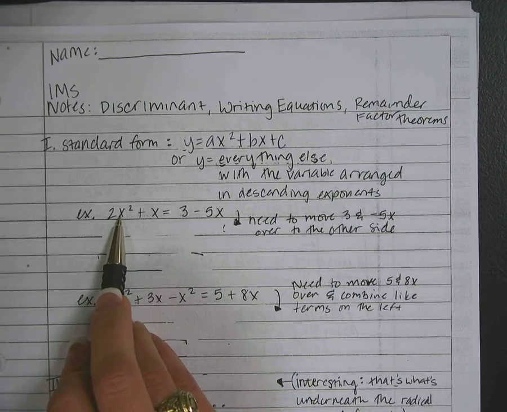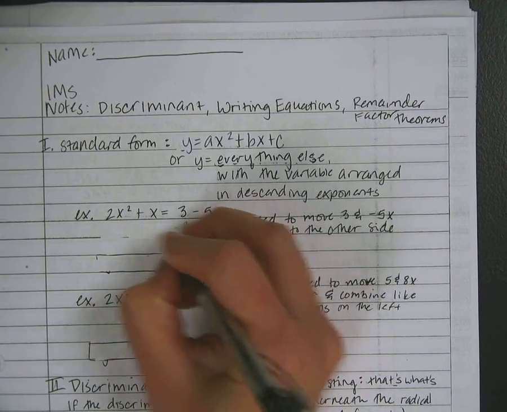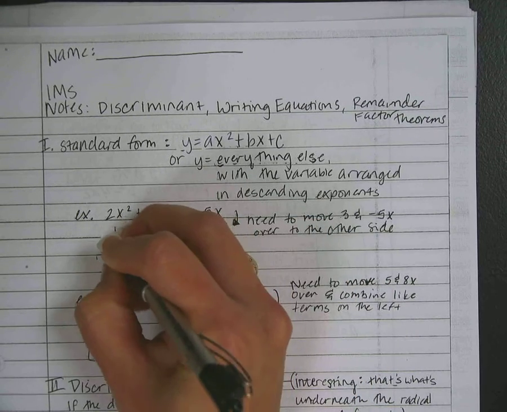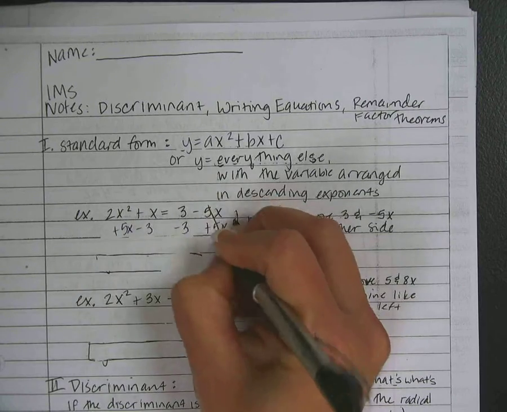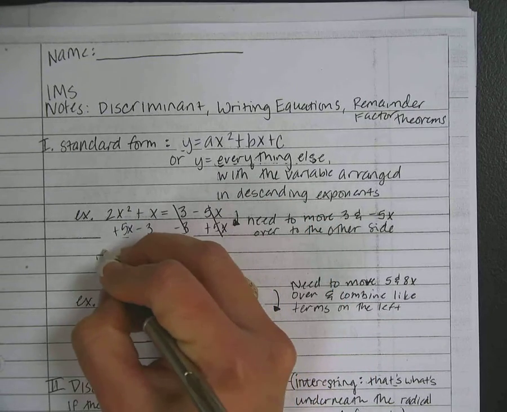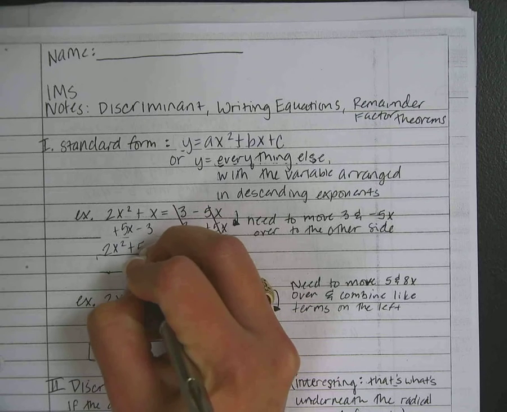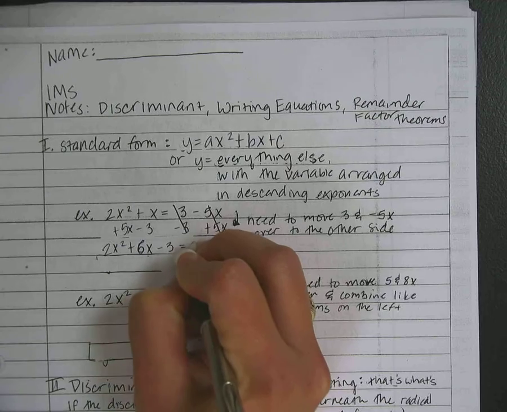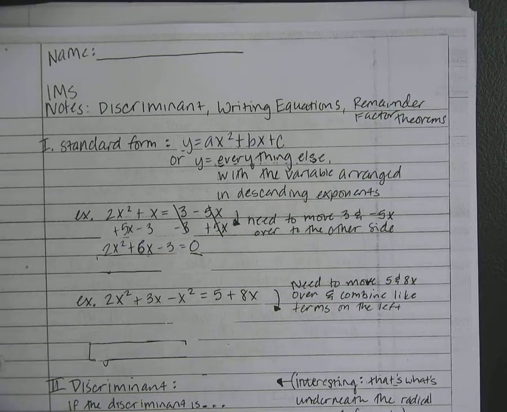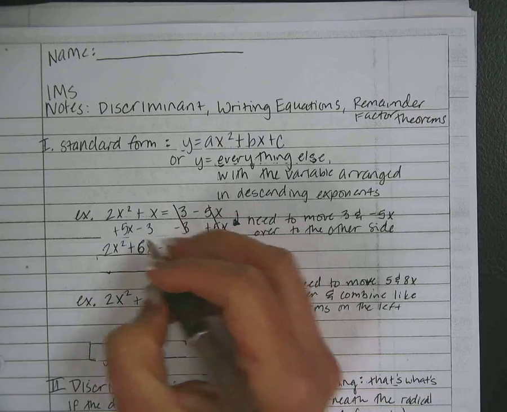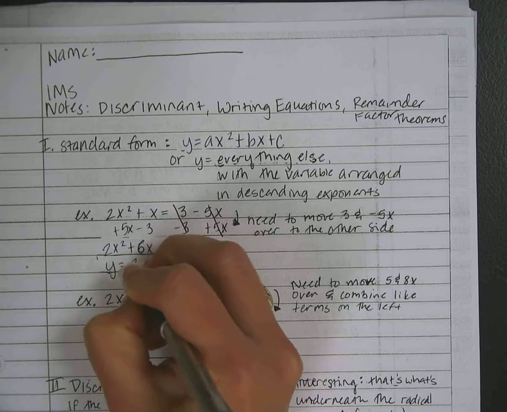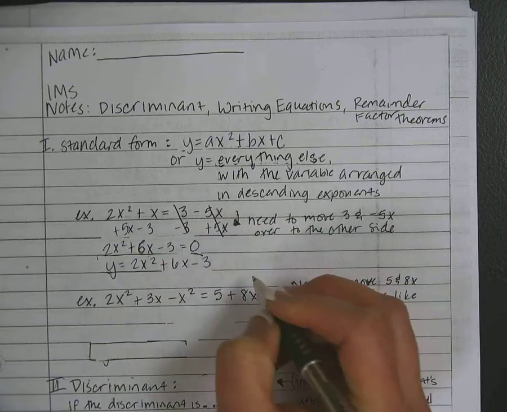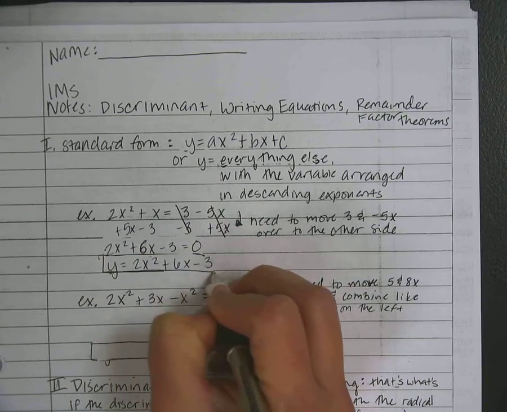I want to keep my x squared positive, so I'm going to subtract 3 and I'll add 5x. So these will cancel and these will cancel. And I'll be left with 2x squared plus 6x minus 3 equals 0. Okay, we're going to go ahead and replace the 0 with a y. So y equals 2x squared plus 6x minus 3. And this is in standard form, so this would be our answer.